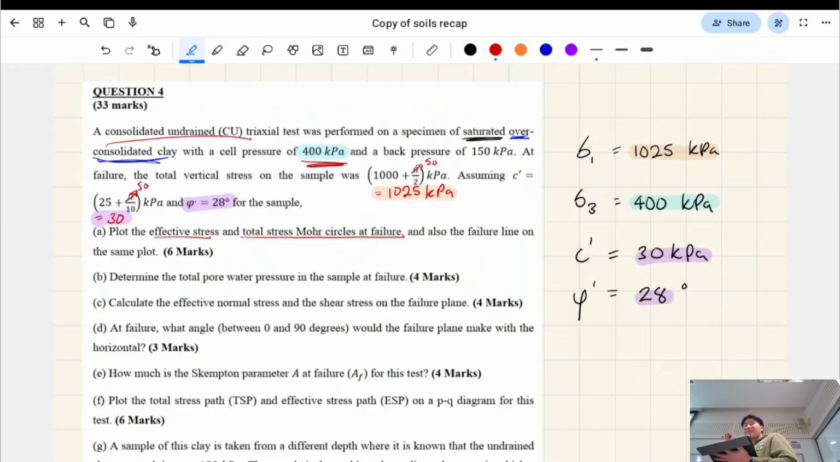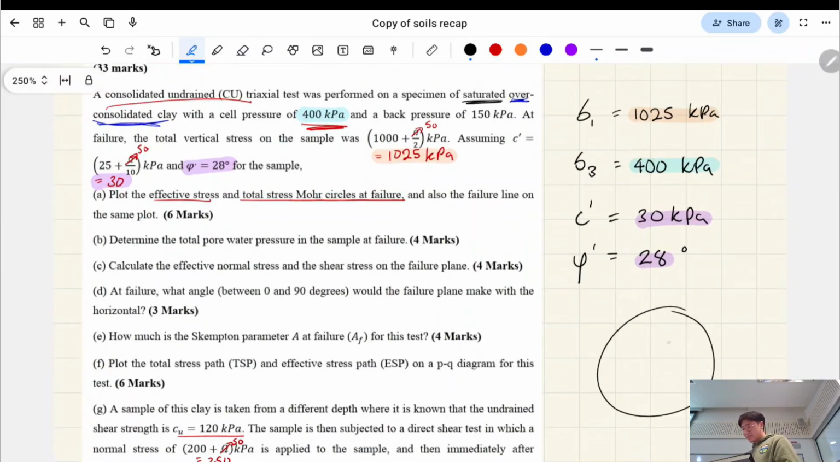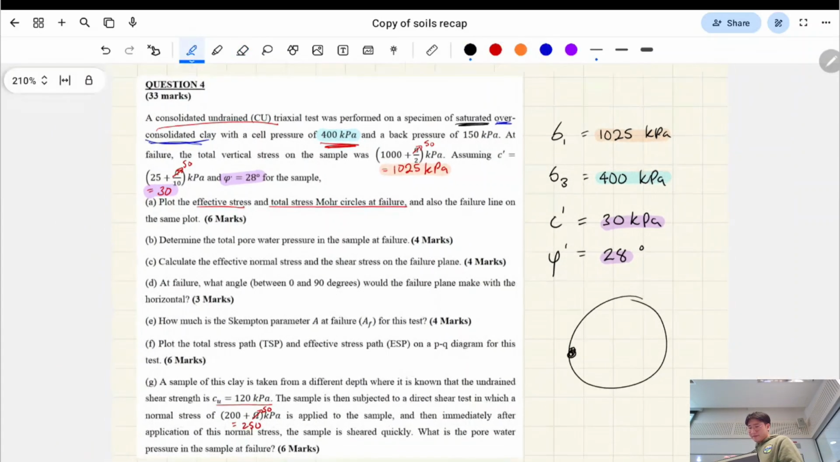Okay. The cell pressure is basically, for your Mohr circle, the principal stress on the left, right? That's that. The back pressure comes in a later stage, but it's to do with pore water pressure, how much excess pore water pressure you have, essentially. That's not required in part A.